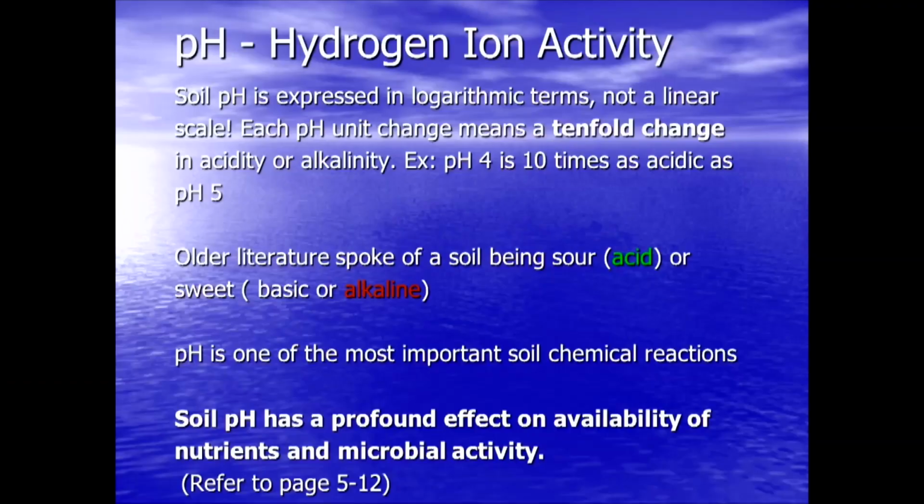So, pH is one of the most important soil chemical reactions that we have. pH has a profound effect on the availability of plant nutrients, but also microbial activity. When the soil pH is real low, the microbes don't want to get out of bed and do their job in breaking organic residues down, in breaking organic matter down to release nutrients. They don't like that situation. So, you adjust your pH upward or downward according to the type of plants that you're growing.